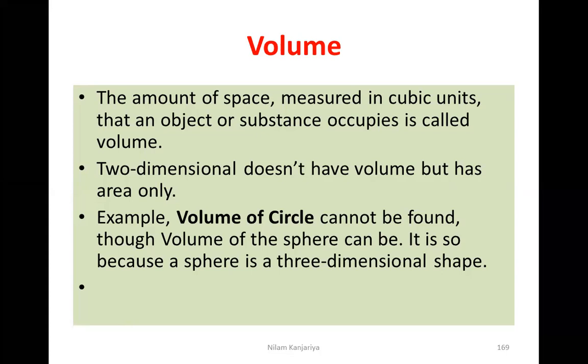Your desk is one example of a cuboid. So the cuboid gives you volume, which gives your capacity. And volume does not depend on the 2D figure. So the volume of a circle is not possible, but the volume of a sphere is possible because a sphere is a shape of 3 dimensions.